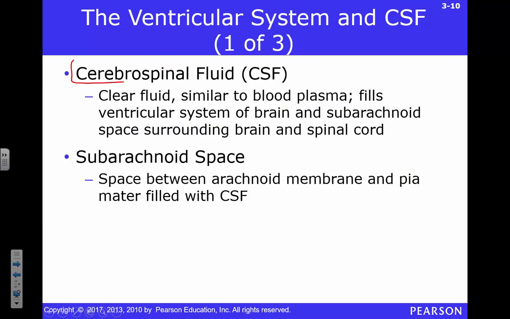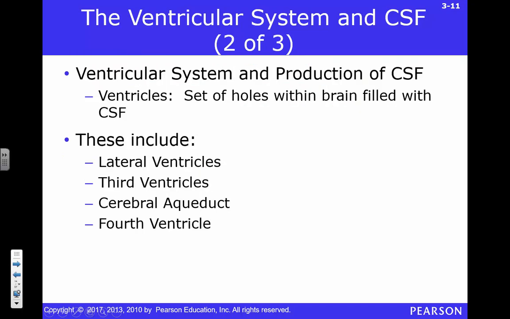Who loves cerebrospinal fluid? Most of you should. Hopefully you have some. It's very similar to blood plasma. It's going to be in your ventricular system, and we'll talk more about that later. You've got the subarachnoid space, a little bit of space between the arachnoid and the pia. It's going to be filled with CSF.